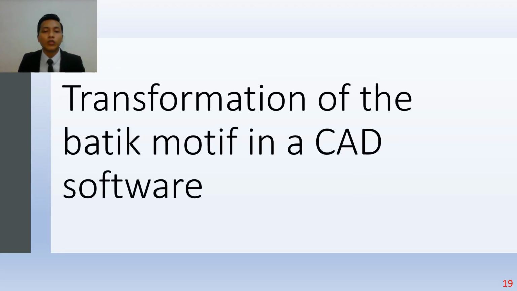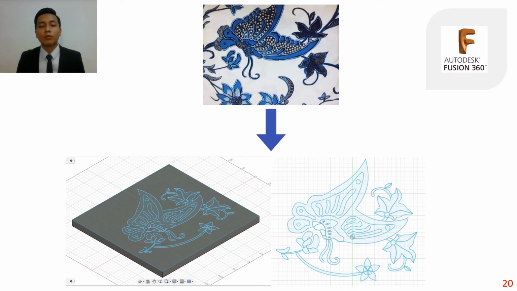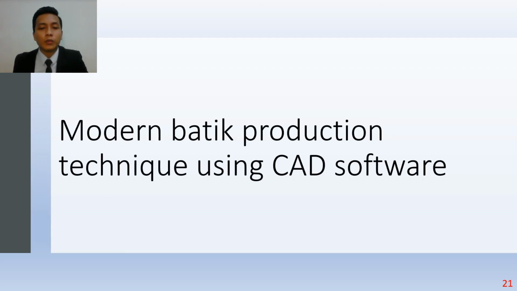Transformation of the batik motif in a CAD software. The most effective batik motif, which is design 2, is then designed in a CAD software. In this research, the CAD software that we use is Autodesk Fusion 360. This is the completed design of batik motif from design 2. Modern batik production technique using CAD software.